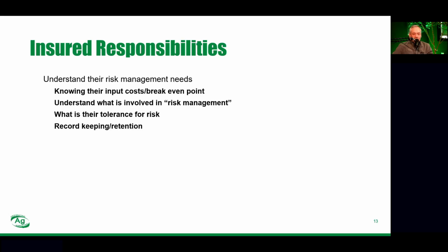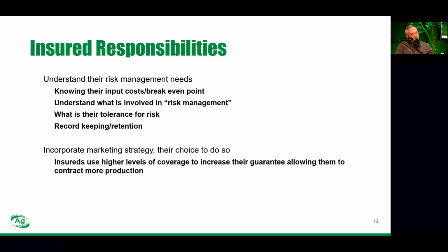You should also understand what is all involved in the product you're buying and the risk management it's providing. What is your tolerance for risk? Are you looking strictly for yield protection to protect against that weather-related loss? Are you looking for revenue protection? Do you understand how that works? The insured should ask questions of their agent to make sure they're understanding exactly what they're buying.